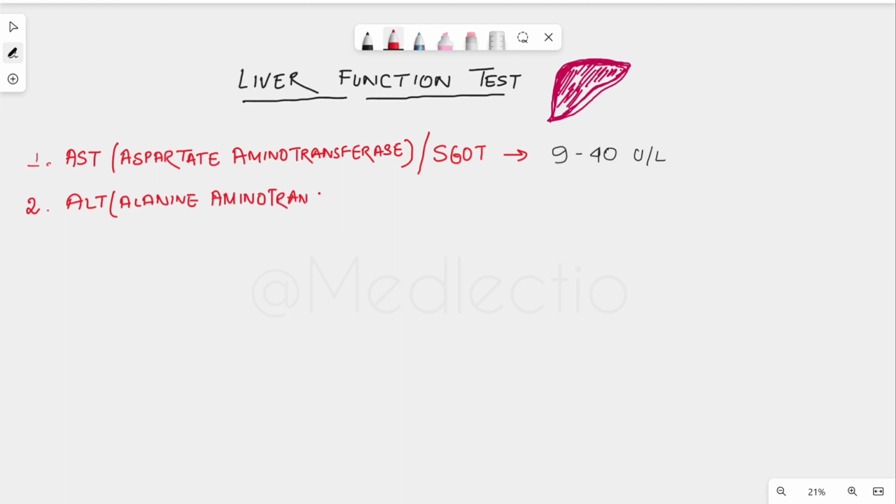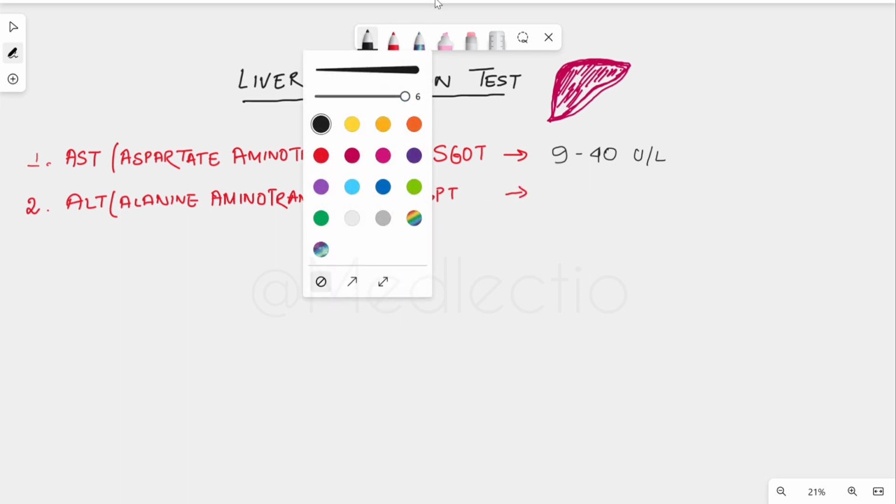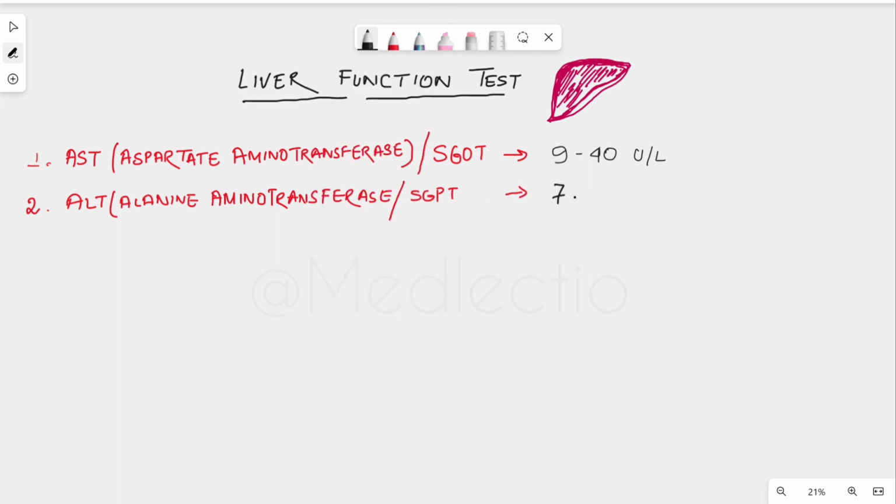If you see any irregularities in these enzymes, you can suspect there is some problem in the liver or in some other tissues, because ALT is pretty much liver specific, and AST is in the liver and also in some other tissues. So ALT is 7 to 60, and it is a liver specific enzyme. This is our beautiful liver.